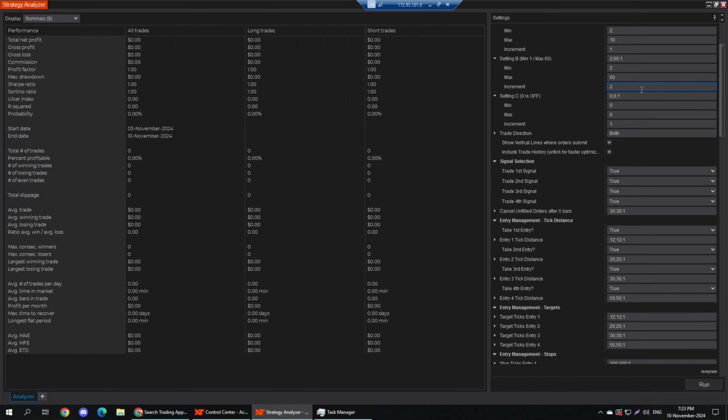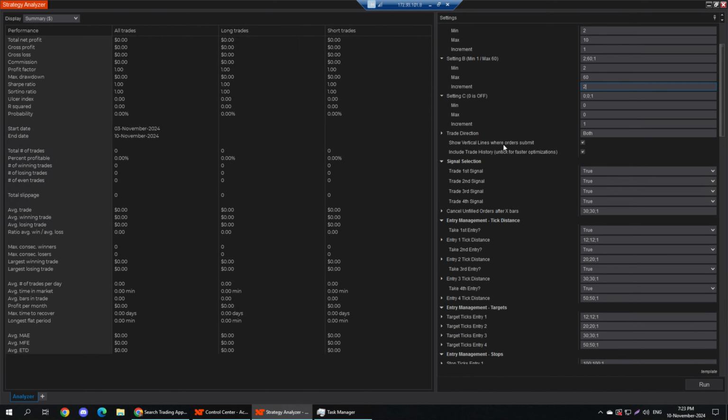Now, the next part of the strategy is going to be the vertical lines. That just shows you where the limit orders are being submitted, lines on the chart. The next section over here is include trade history, untick for faster optimization. If you untick this box, it will run the strategy analyzer, but it won't keep a record of every single trade listed. It will still show you all the accurate results, but it's not data dumping all the individual trades. So that's what that does.